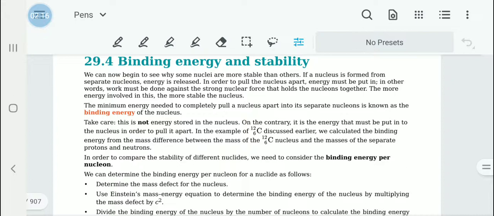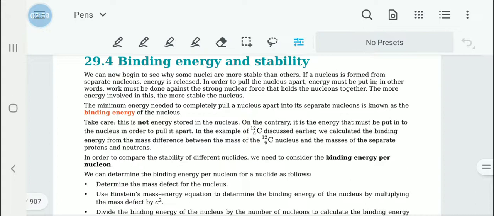For example, in the carbon-12 nucleus that we discussed earlier, we calculated the binding energy from the mass difference between the C-12 nucleus and the separate protons and neutrons. So we need to consider binding energy per nucleon to get an idea of how stable something is, and to compare the stability of nuclides.